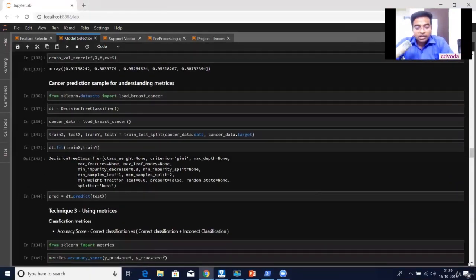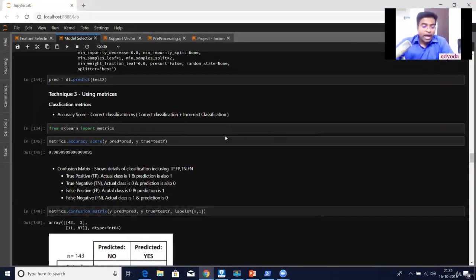Now we'll understand the detailed techniques using metrics, which provide further techniques of identifying how good your model is. Let's use breast cancer data. This is a decision tree that we're using, splitting the data into train and test. Then you're fitting the model, dt.fit. Post fitting the model, you are passing the test data over here, and this is the prediction. So let's now understand various metrics for getting into details here.